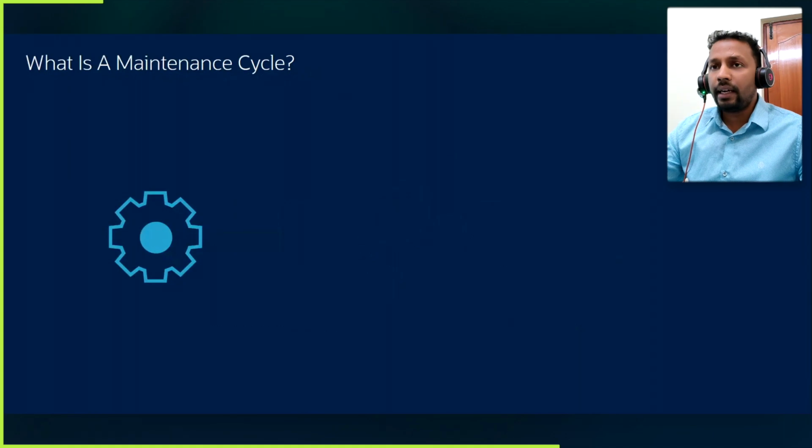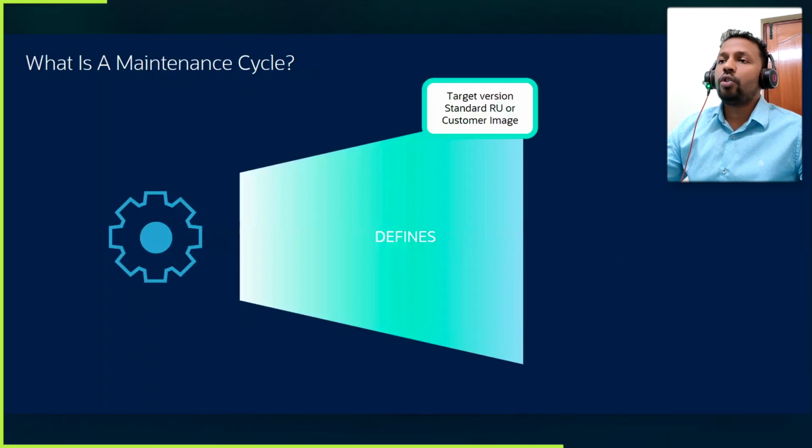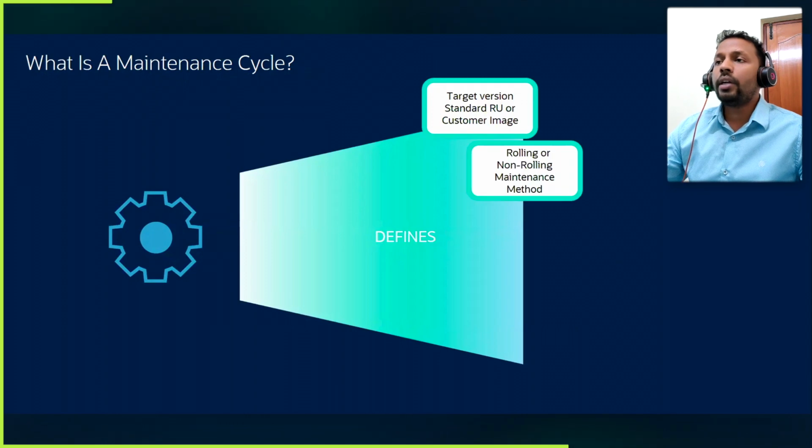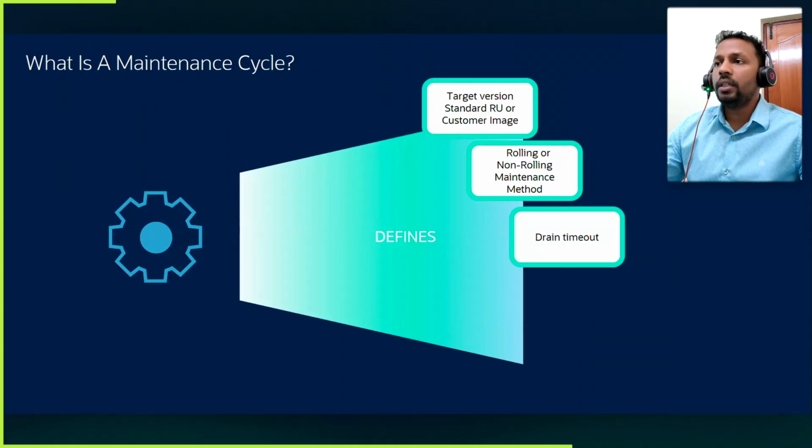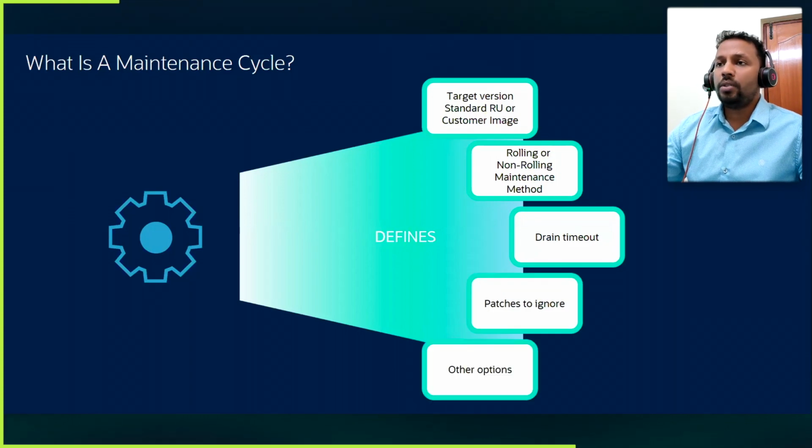And then once you create a collection, we have to go for a maintenance cycle. So what is a maintenance cycle? It basically defines what should be the target version of your release update. You are currently on 19.19, you want to go to 19.20. That is what you specify in your maintenance cycle. And then what kind of patching method you want to use. You want to use rolling, non-rolling, or so many other methods. Again, I can show you when we do the demo. And what is the drain timeout? And do you want to ignore the patches, and any other option? So all of these things are defined in a maintenance cycle.